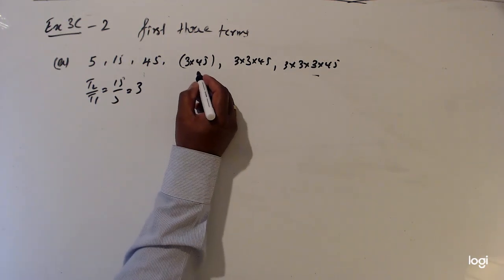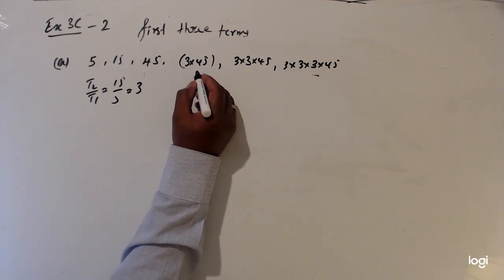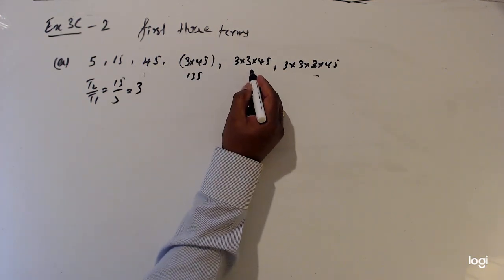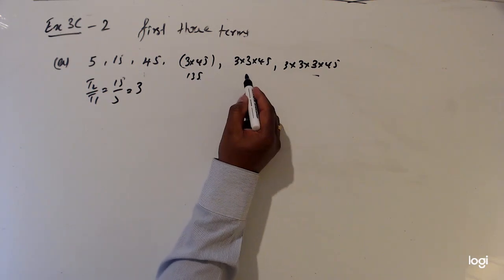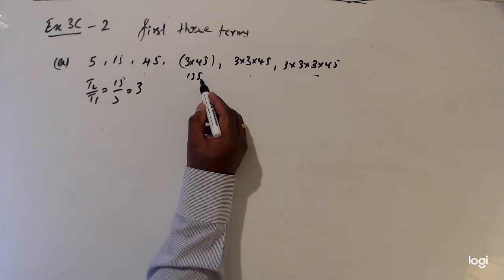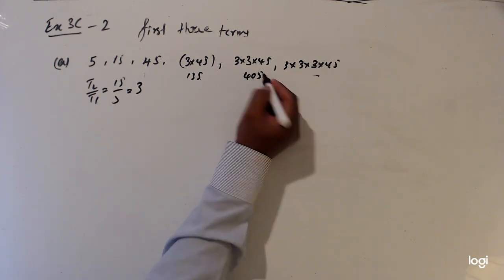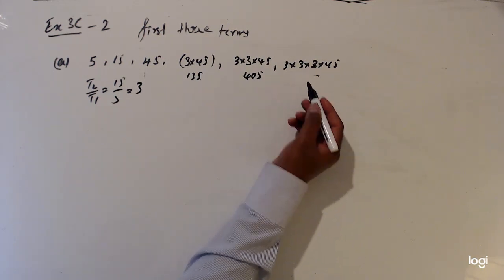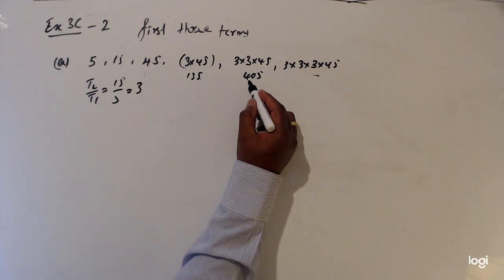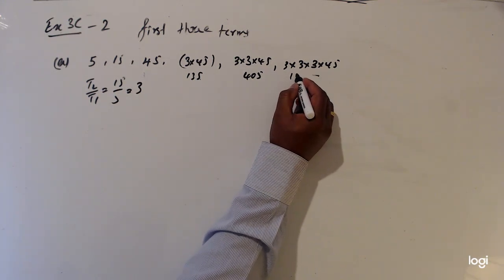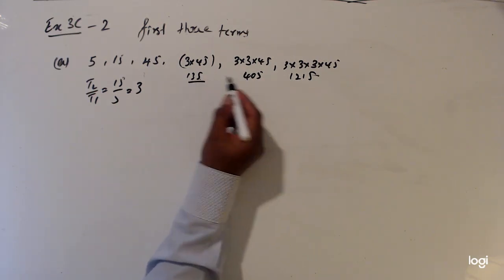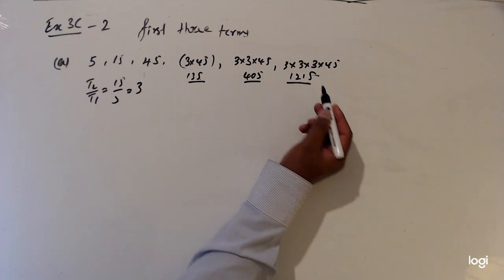So this 3 times 45 is 135, and 135 times 3 is 405, and then 405 times 3 is 1215. So those are the next three terms: 135, 405, 1215.